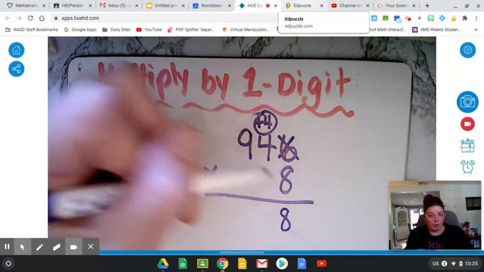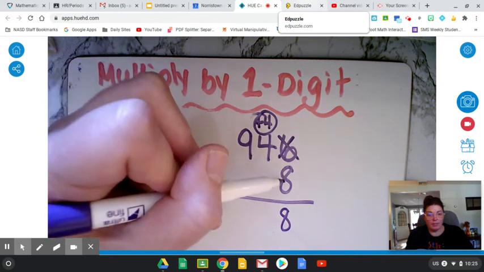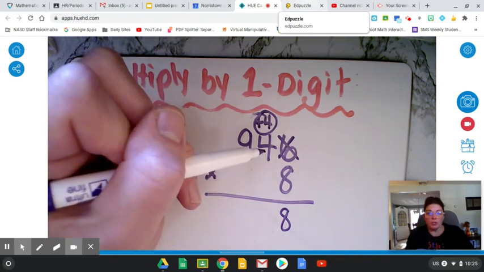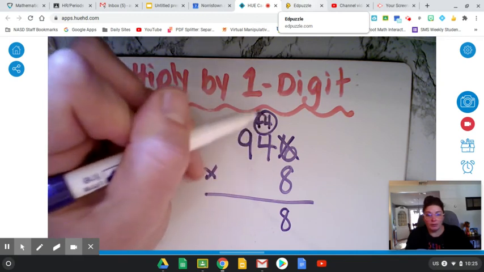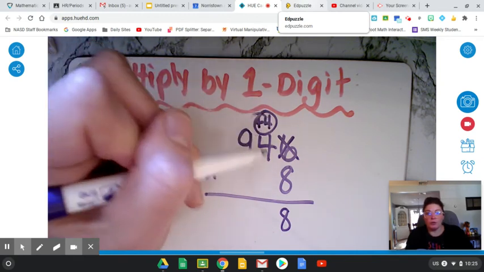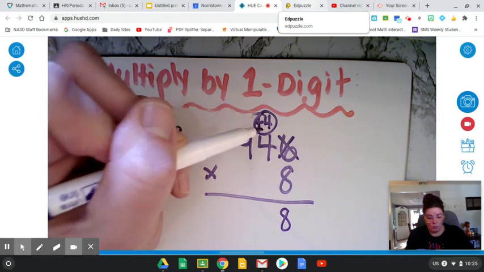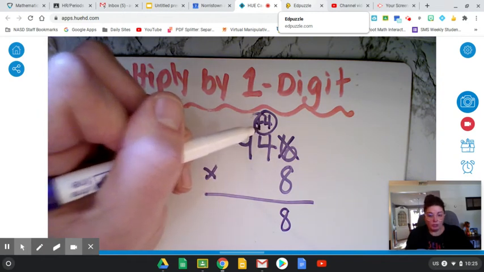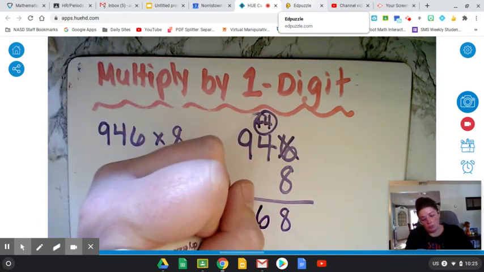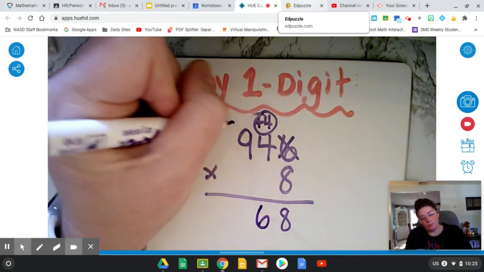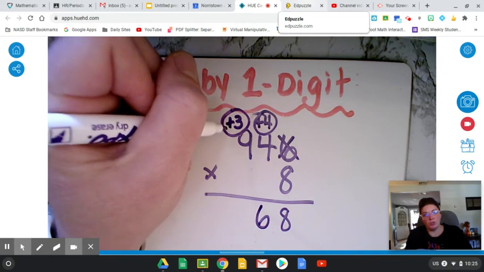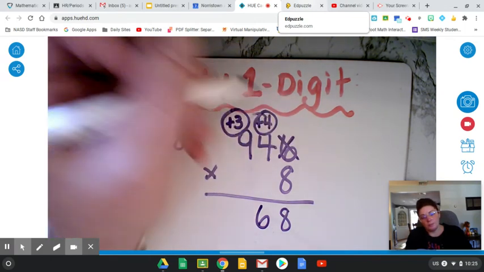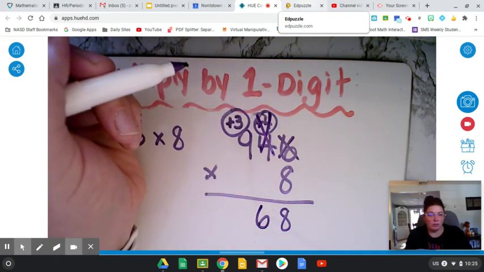8 has to share with the tens place now. 8 times 4 is 32, plus those 4 that we carried over. So 32 plus 4 more is 36. Put your 6 down, carry your 3 to the next place value spot, which is the hundreds. Now I'm done with the tens. Cross them out.